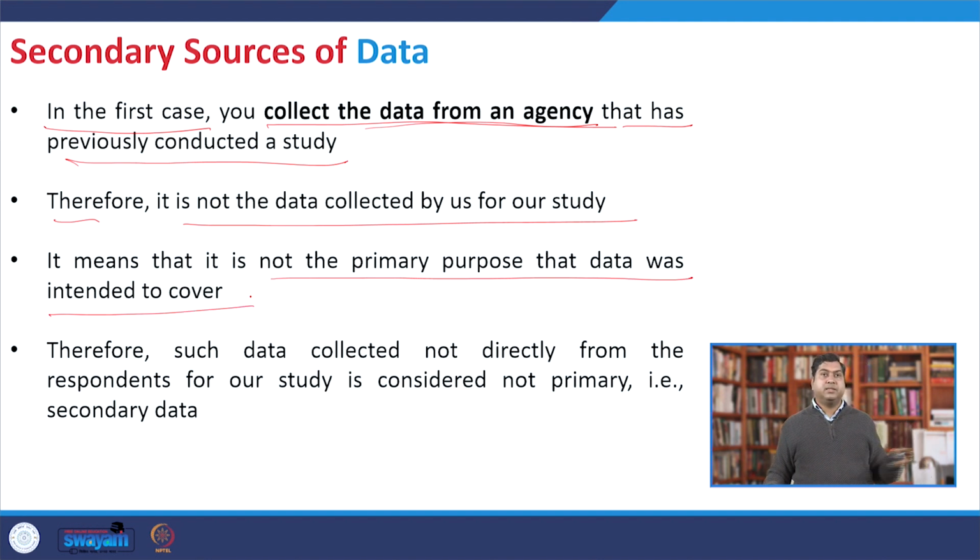So in this case, for my research purpose, we may not need any primary data. It is all on the secondary information which is available, the data set available, or maybe a company's sales data is available to you, and then you just do some calculation and look at the pattern. So depending on the research need, you can decide on it. Therefore, such data, not collected directly from the respondent for our study, is not primary; rather it is secondary information.